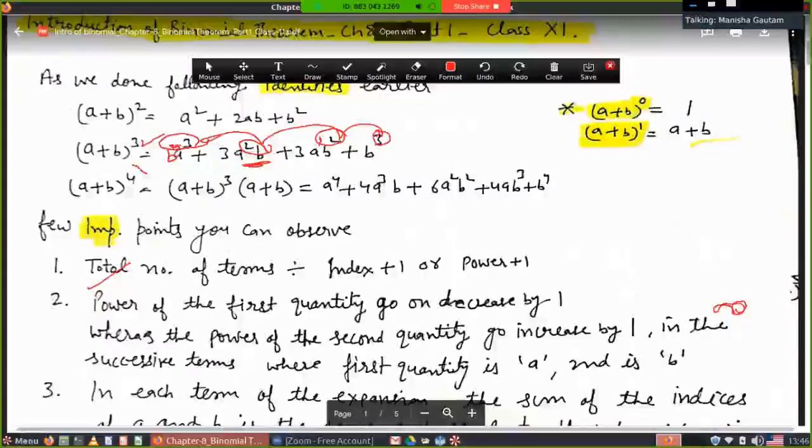If it is 4, then this is 4: 3 plus 1, that is 4. 2 plus 2, it is 4. 1 plus 3, that is 4. And 4 plus 0, it is also 4. It means the third point is now clear. Come to the next point.